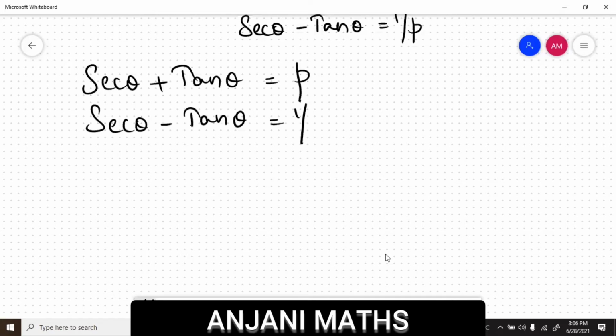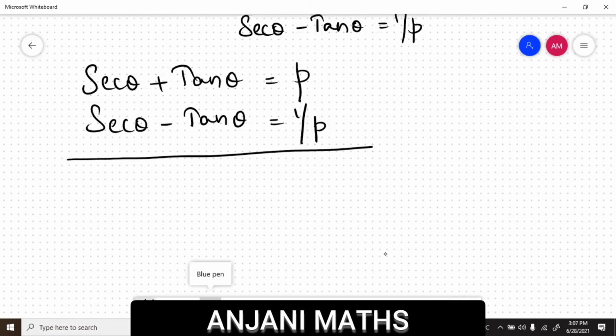If secant theta plus tan theta is equal to 2, what will be secant theta minus tan theta? 1 by 2. So in this question, they asked to find secant theta minus tan theta. But we are not stopping here. We are going to find other trigonometric ratios also by this given equation. So add these two.